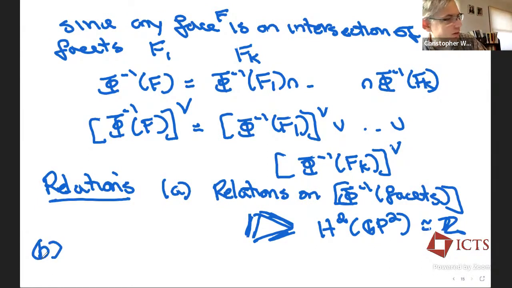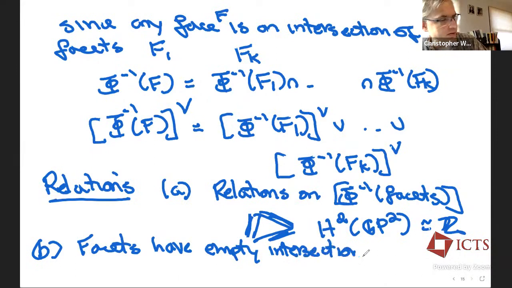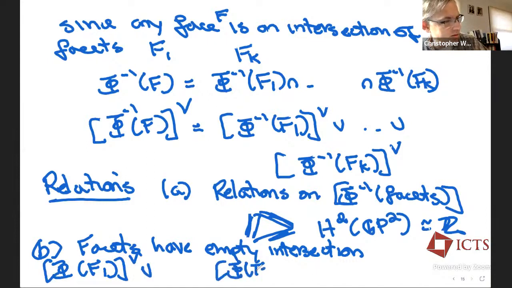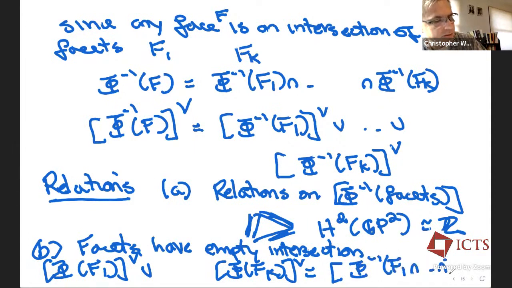But the other type of relation is when facets have empty intersection. So in the CP2 case, if I take 2 facets, they intersect, but if I take 3 facets, there's no intersection. So obviously, if the facets don't intersect, then the cup product is the cup product of the intersection, and that's just 0. It turns out these are all the relations.